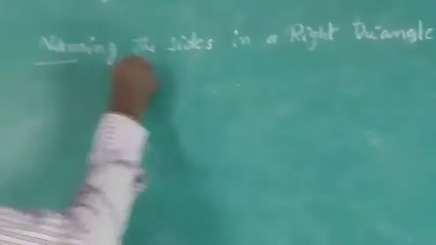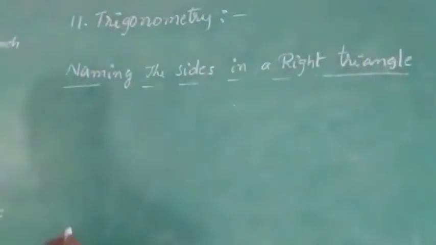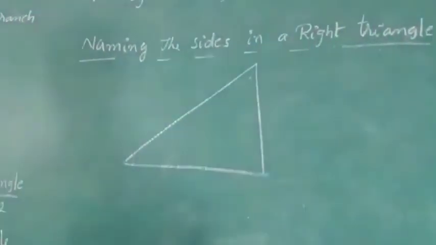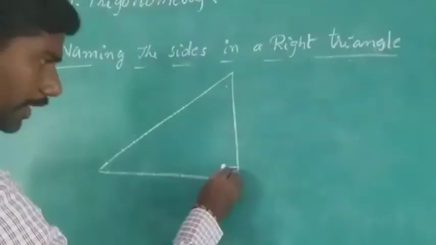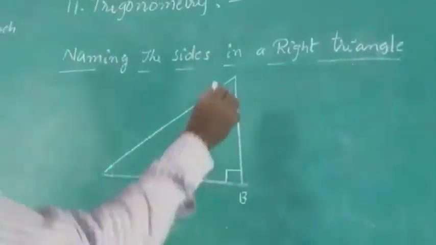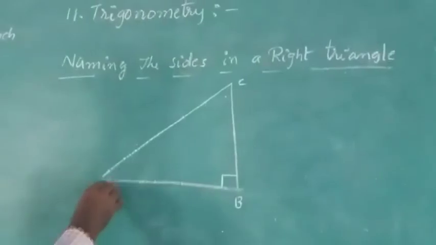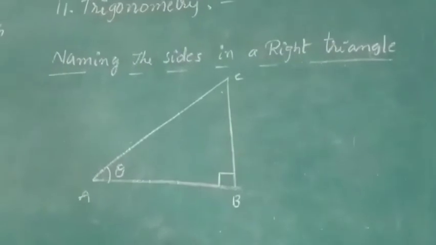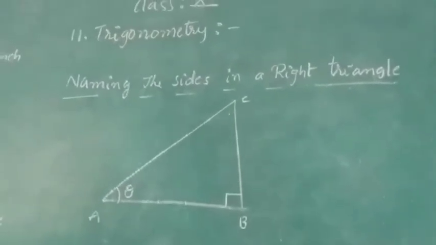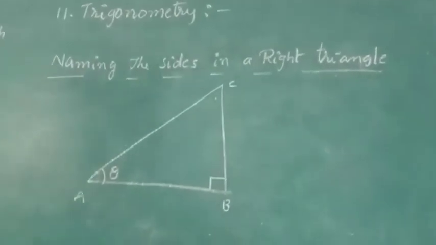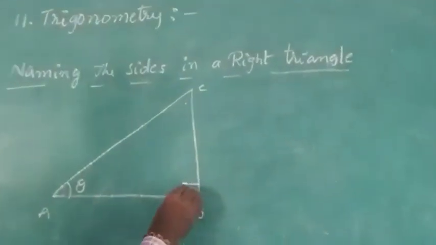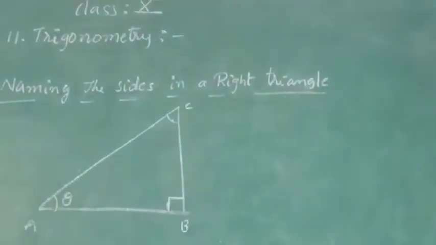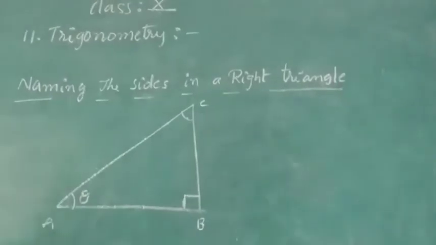Let me take one right angle triangle. Imagine it is a right angle triangle, because a right angle triangle has a 90 degree angle. Here is B, here I am taking C, here is A, and here I am taking theta. Angle A is an acute angle, because this is 90 degrees, and here it is less than 90, and here also less than 90. Therefore, these two angles are called acute angles.